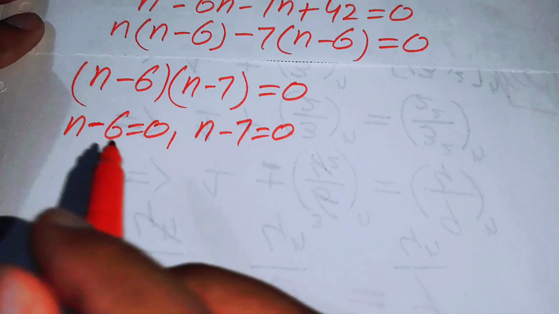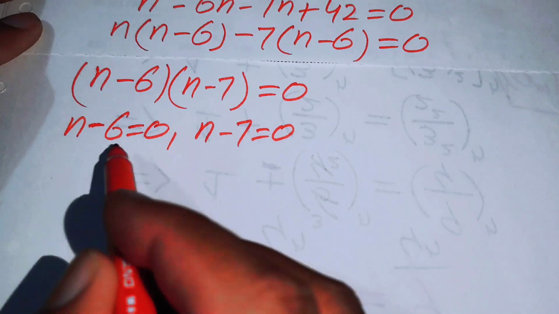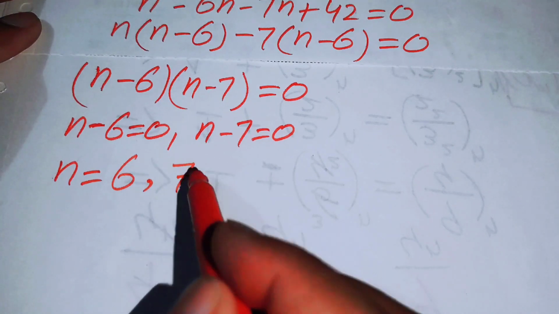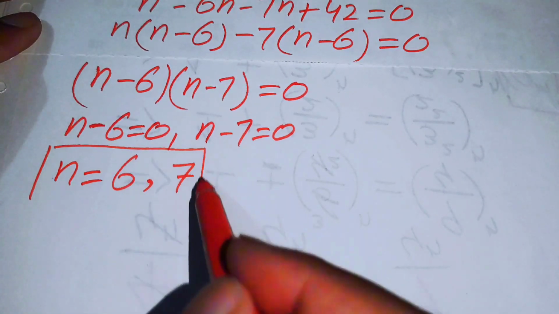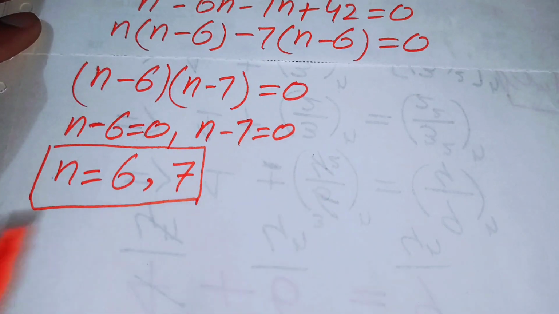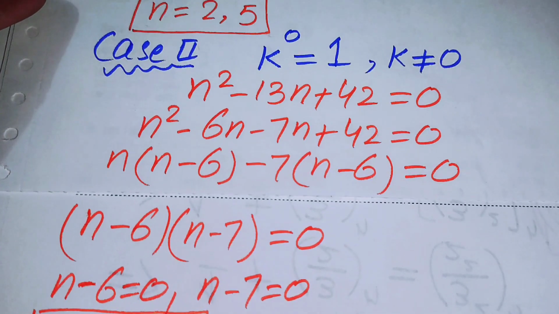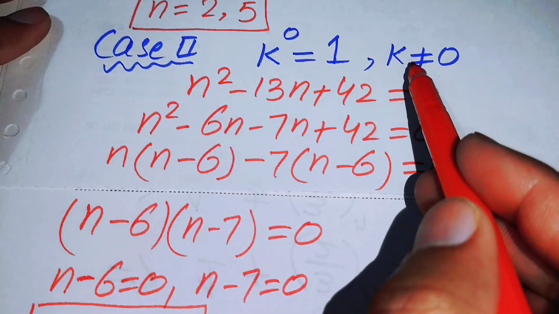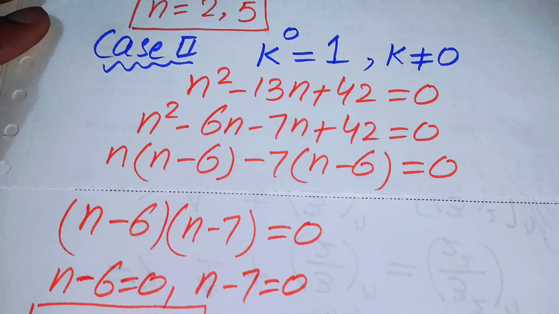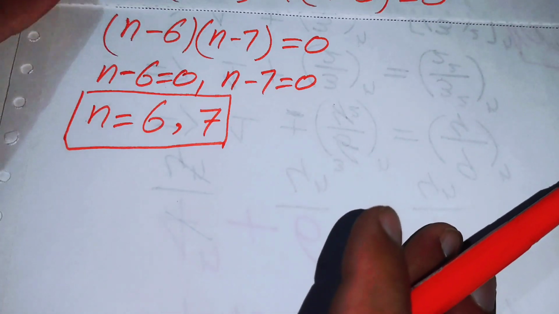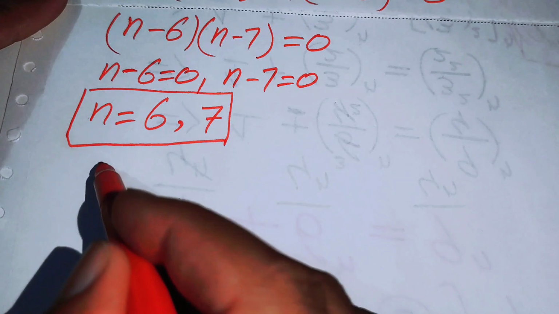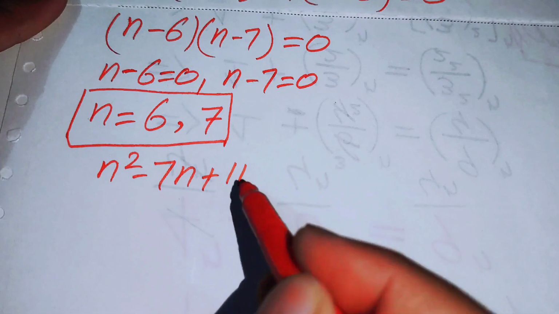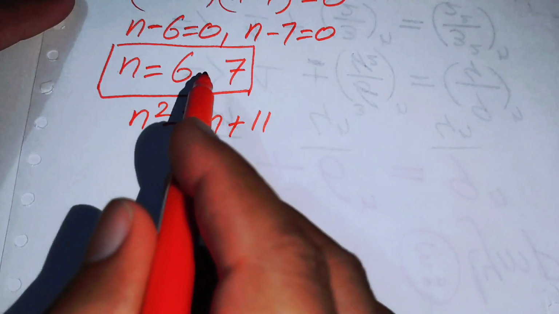So here you get the two values of n, and these values are n is equal to 6 and n is equal to 7. So in this case you get two values of n. Now we can first verify these values of n, because in our case the base cannot be 0. So now the base of our given question statement is n square minus 7n plus 11, and now we can check our base by putting in these two values.